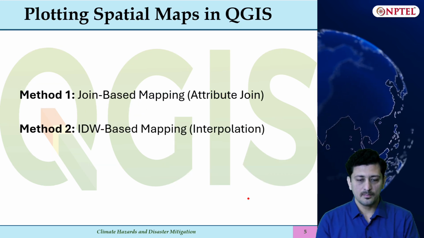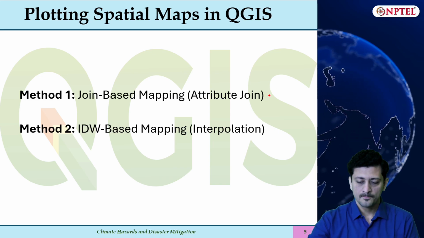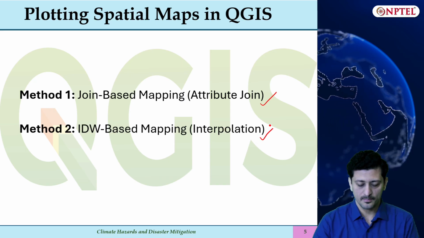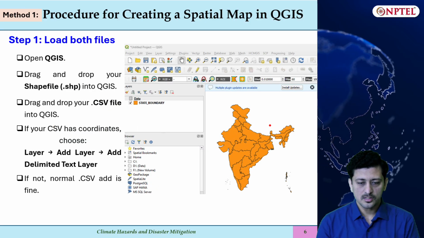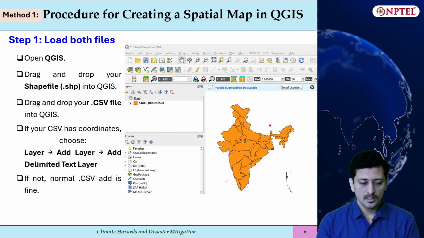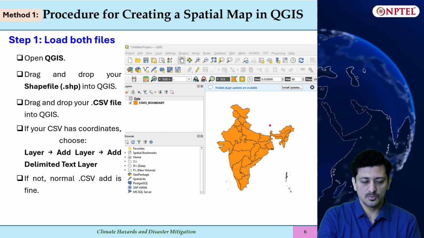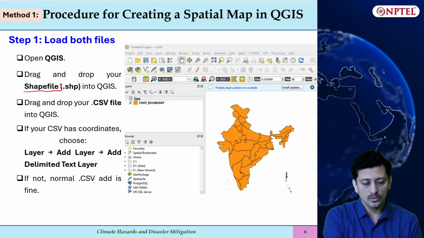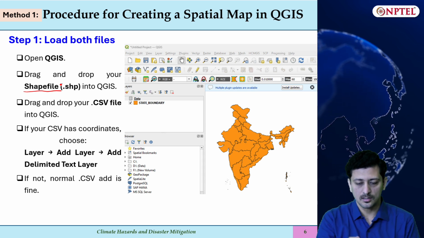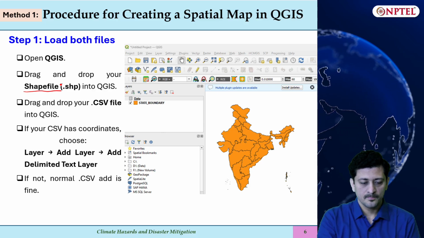So let us begin by plotting spatial maps in QGIS. We are performing two different techniques. The first one is join based mapping and the second is IDW based mapping. For the first one, the format which QGIS uses is .shp, which is also called the shapefile. That shapefile will give you an idea about the lat long position, and the third coordinate can be represented depending upon your area of interest.